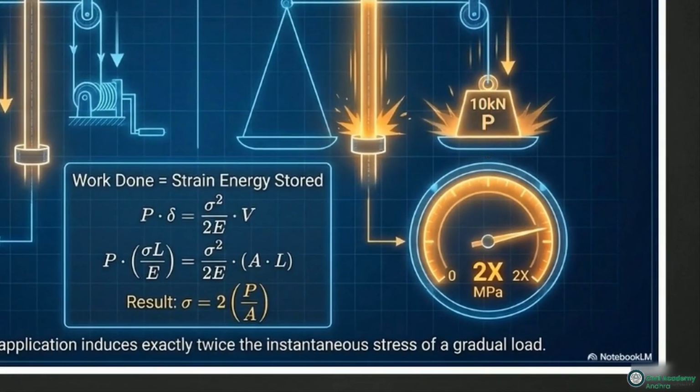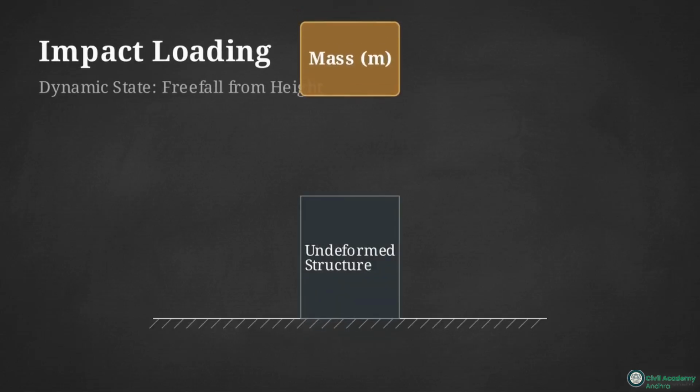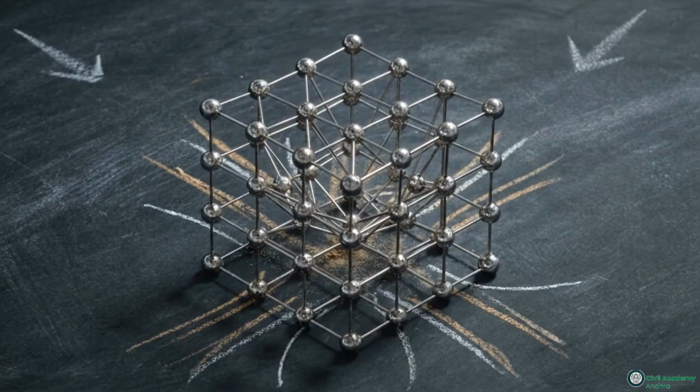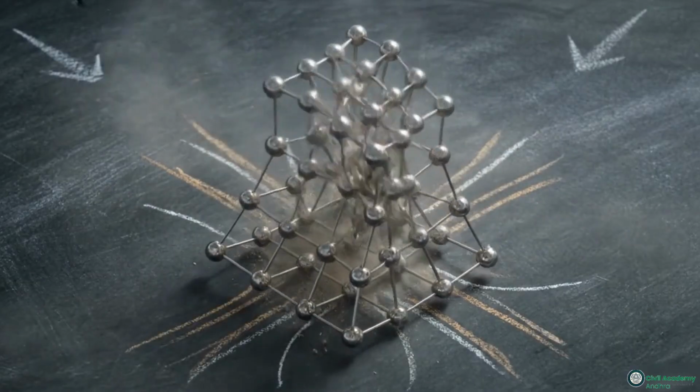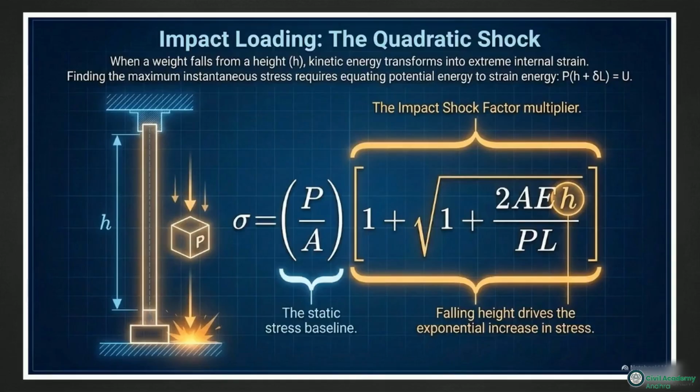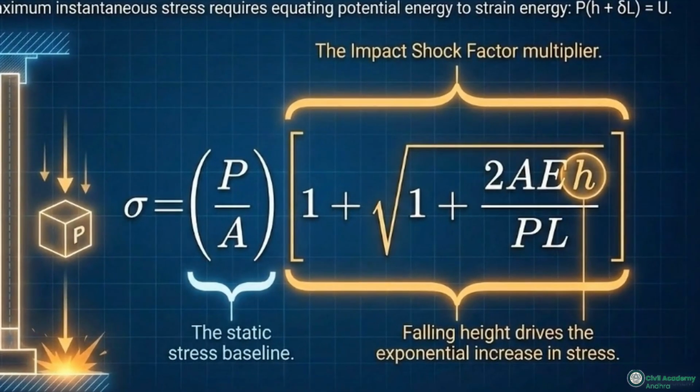When forces become entirely dynamic, we encounter impact loading, a mass falling freely from a defined height before striking a structure. Kinetic energy from the fall forces the metallic crystalline lattice to compress and warp, demanding it instantly absorb the shockwave without fracturing. This impact loading diagram maps the necessary energy balance. The potential energy of the falling weight must equal the total strain energy stored. Expanding this relationship produces a quadratic equation, isolating an exponential impact shock factor multiplier, driven almost entirely by the falling height h.